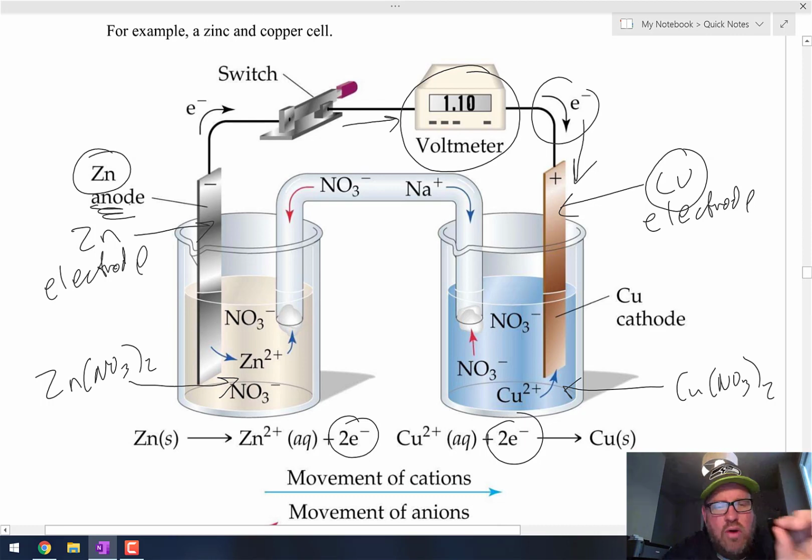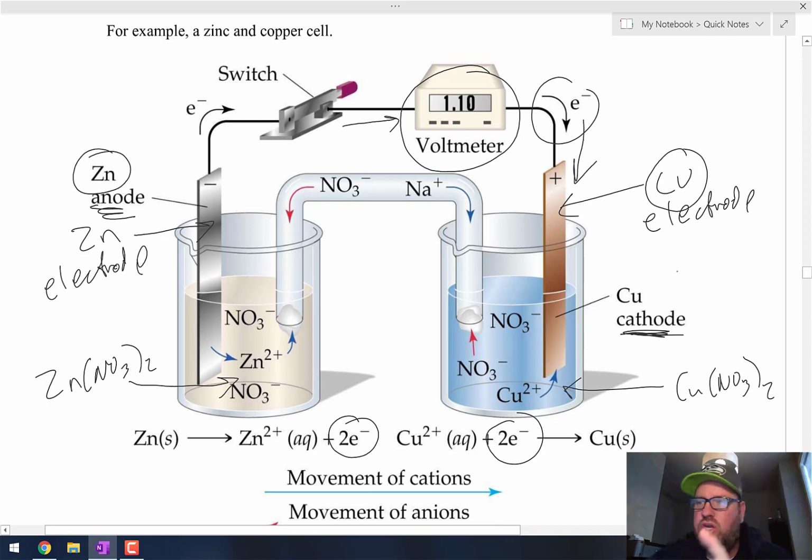Okay, now notice that oxidation and anode both start with a vowel. That's how I remember that. The anode is where oxidation occurs always, whether it's a voltaic or galvanic cell or an electrolytic cell. And the cathode is where the reduction occurs.